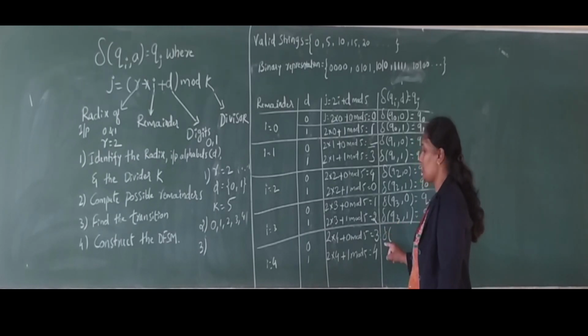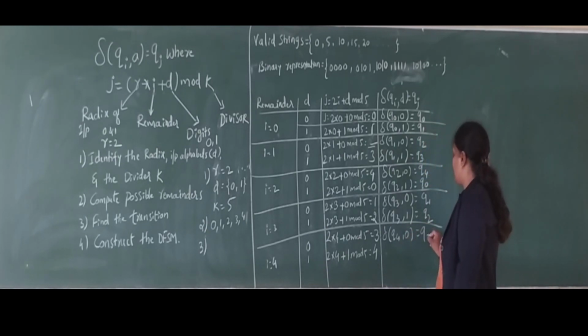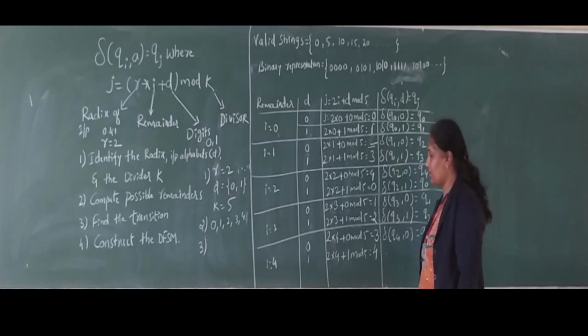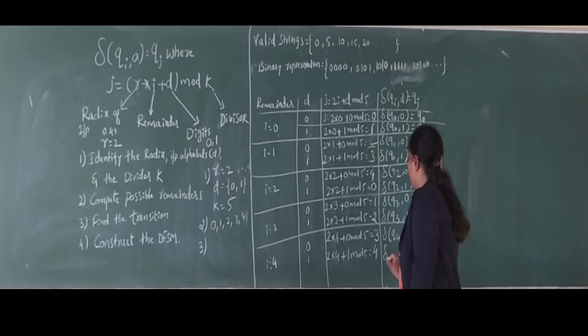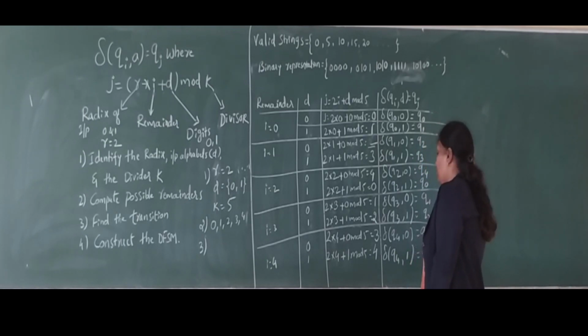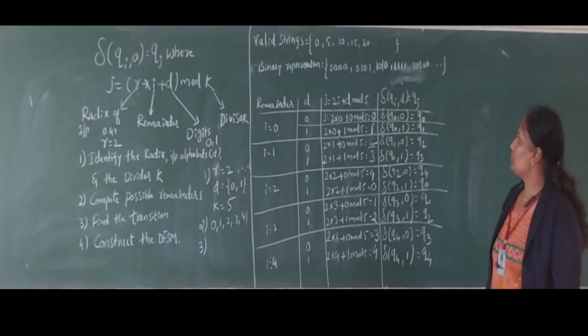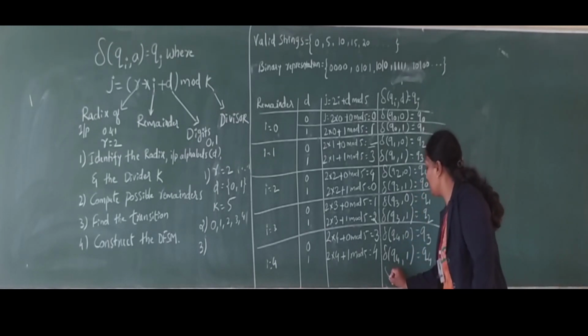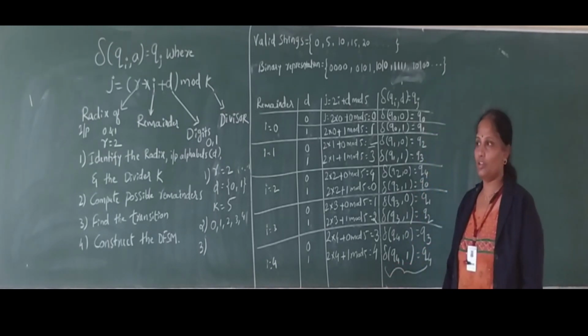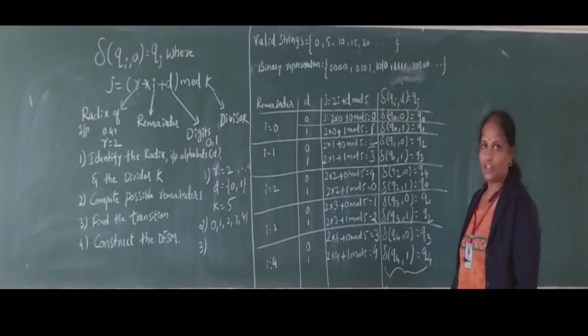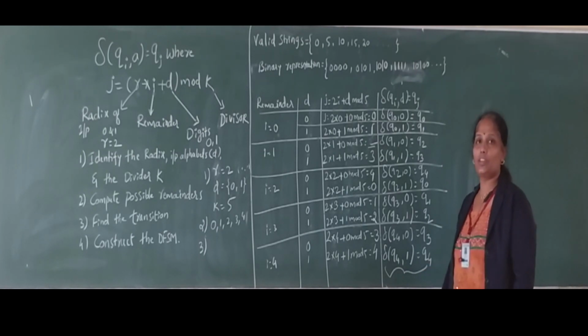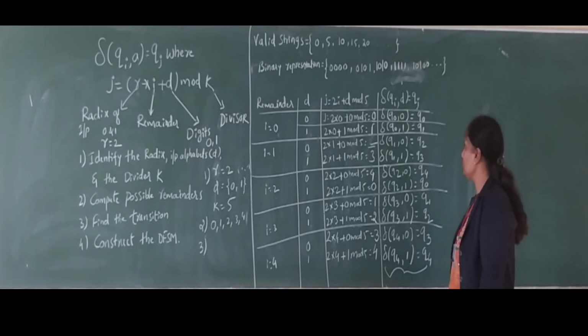Next, transition from Q4 for digit 0, where I move to Q3 state because the remainder is 3 here. Next, transition from Q4 of 1, I move to which state? Q4 state. So these are the transitions that I recognized.